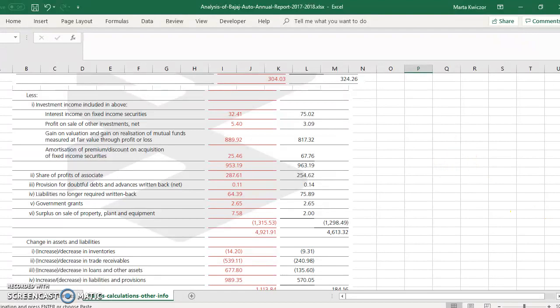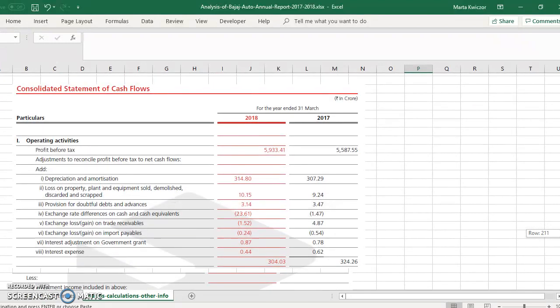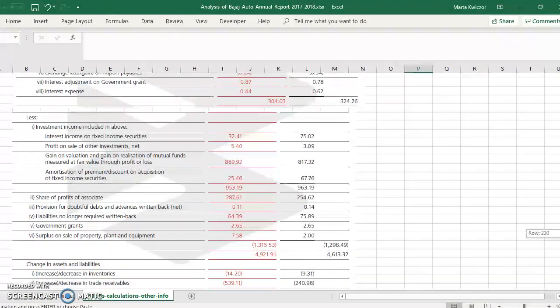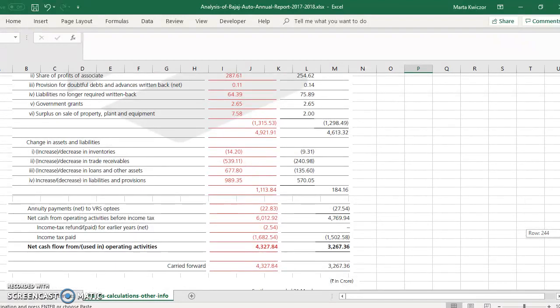So now, after looking at all this, let's look at... sorry, I lost my chain of thought. We figured out what their cash flow from operations was. Then they had little changes in assets and liabilities.